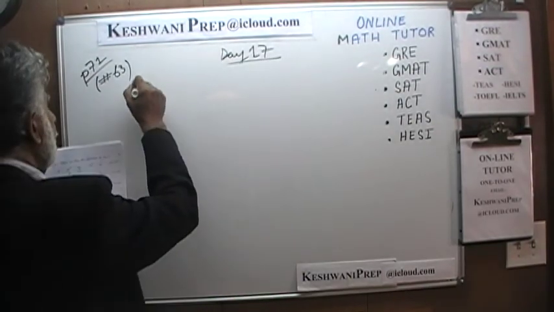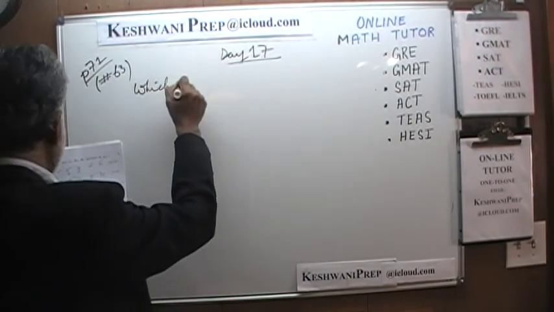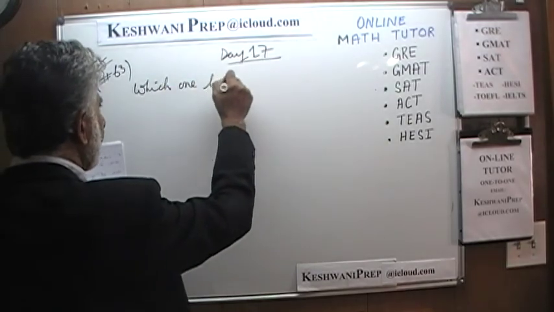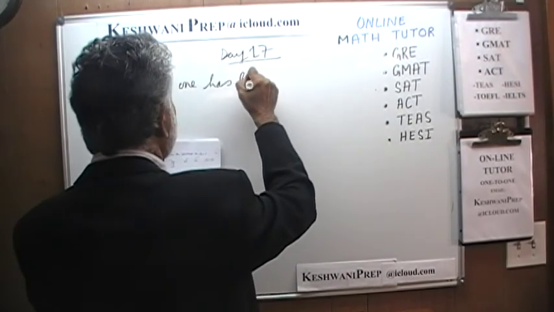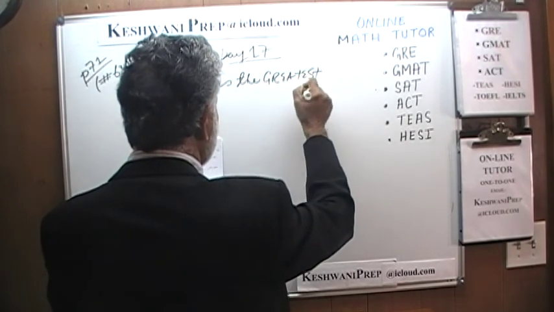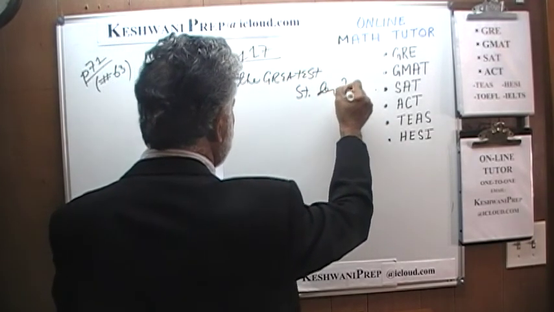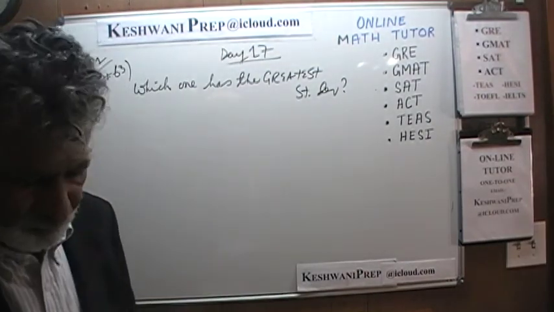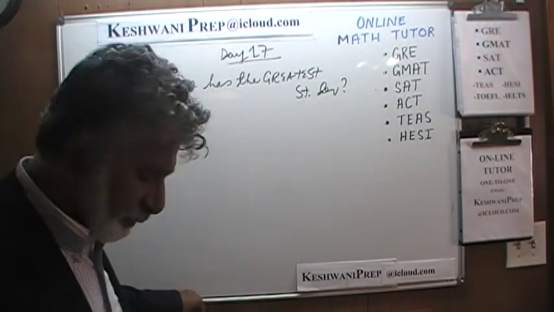It says, which one has the greatest standard deviation? There are five groups that are given to us. The question is, which one of these five groups has the greatest standard deviation?